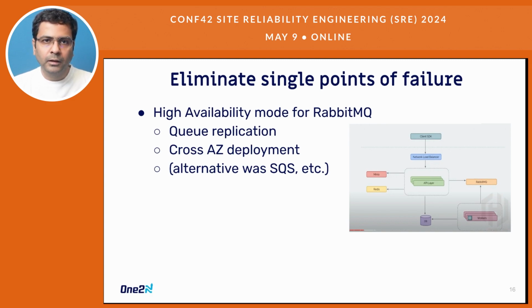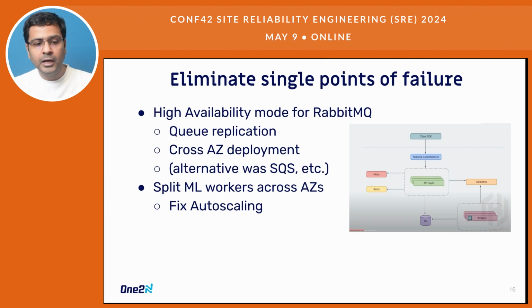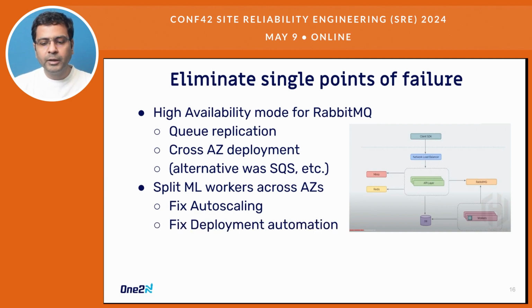But if it were a cloud-managed service, we would use something like SQS, for example. One of the other things that we did to eliminate single points of failure is to run ML workloads in multiple AZs. Now, back then, we had only 2 AZs where we could have ML GPUs available. The third zone from the cloud provider did not yet provide the GPUs. So we had to tweak our logic, deployment and automation to be able to spin up and load balance between these 2 AZs. We would have to fix autoscaling and deployment automation to be able to run workloads only on 2 zones instead of 3.